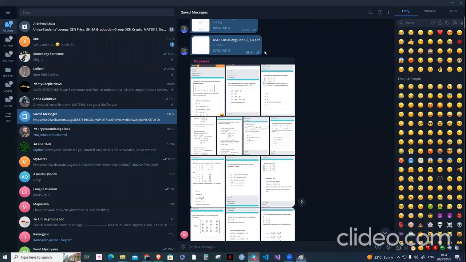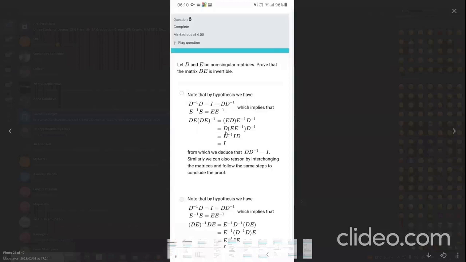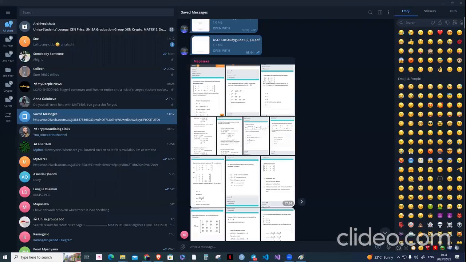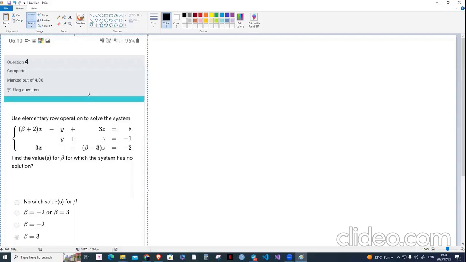The next question would be, what is it? Number 4. So number 4 is asking, it's almost similar to question 1, but now we have to do a little bit of work. We need to find the values for B for which the system has no solution.